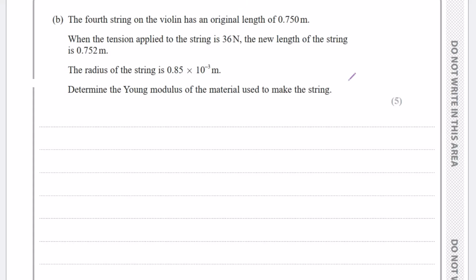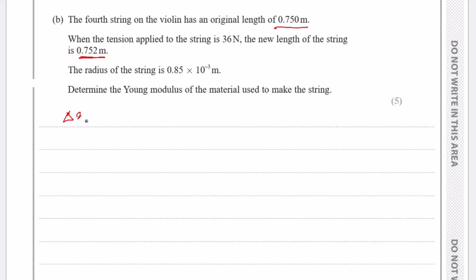So part B says the fourth string on the violin has an original length of 0.750 meter. When the tension applied to the string is 36 Newton, the new length of the string is 0.752. So this is the new length, this is the original length. Like I say, every time you get a question of 3 marks and above, apply the modular approach. So you have the new length, you have the original length. So the very first thing you should do is find out the extension.